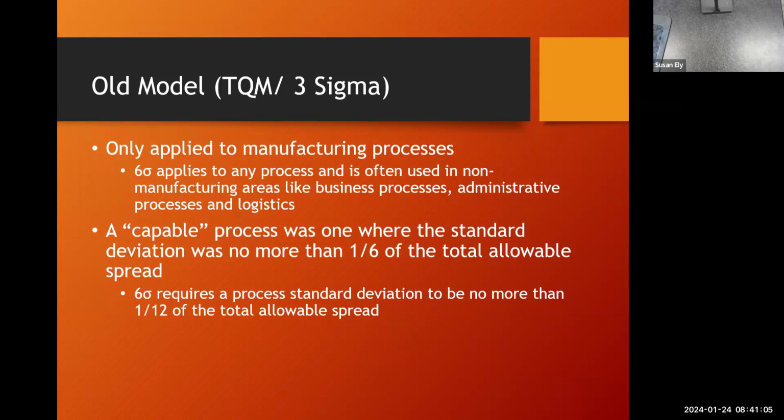And then the capable process, that traditional calculation for capability, if you've taken McDonald's class, you've looked at a capability index. The traditional 3 sigma process has a spread, that allowable standard deviation of 1/6 of the total spread. To make a 6 sigma process, it has to be 1/12 of the standard deviation of the total spread. So it just shows how much more precise we are in the execution of our process than a 3 sigma method.